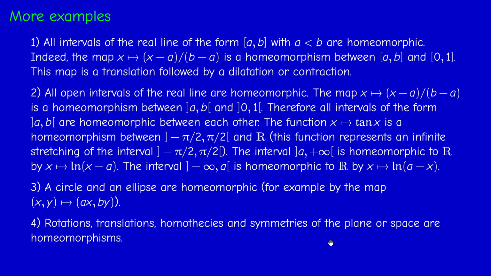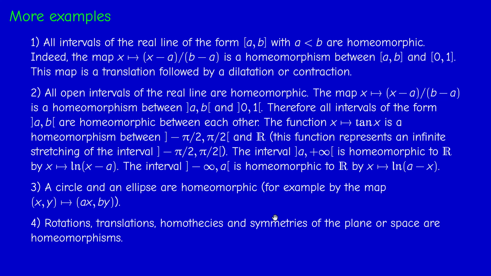So translations should be clear. x minus a becomes x plus a. Homotheties just multiply by lambda. Symmetry with respect to a center is just a rotation of angle pi. With respect to an axis, you can find simple formulas actually, and you also have a matrix of symmetries. So all these things should be clear, that they are homeomorphisms. They conserve the shape of an object, even if they distort it a little bit.